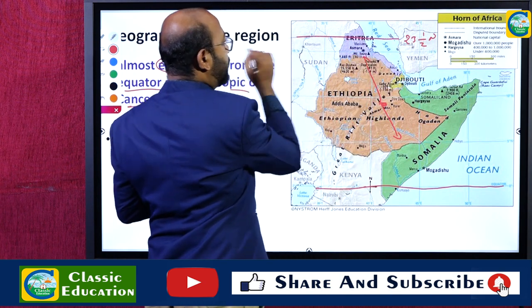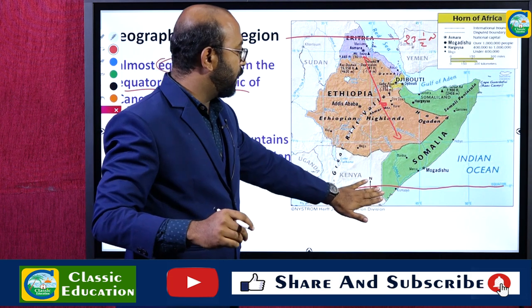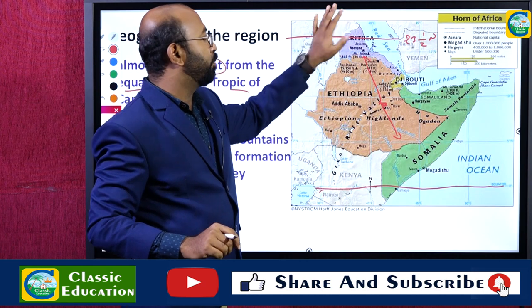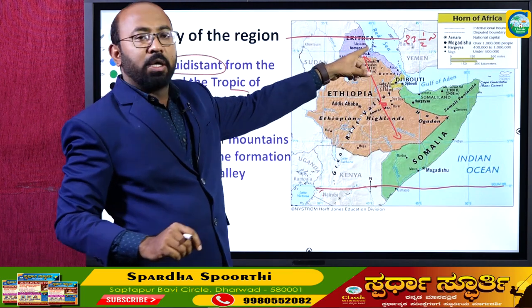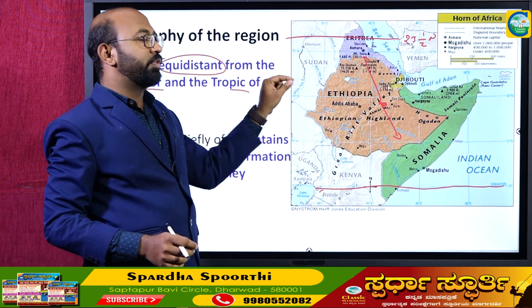See, approximately in this area. Almost at the southern tip, this region is bordered by the equator. The northern tip of this region is bordered by the Tropic of Cancer. See, this is the geographical location of this area.